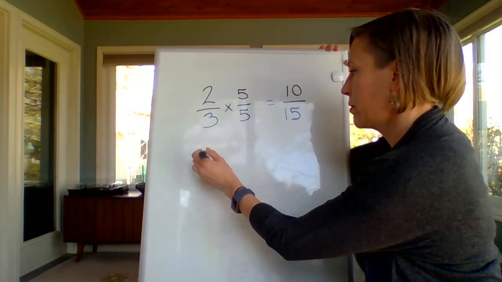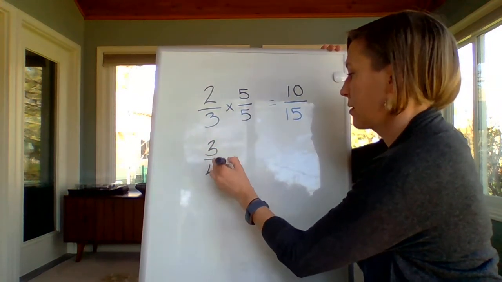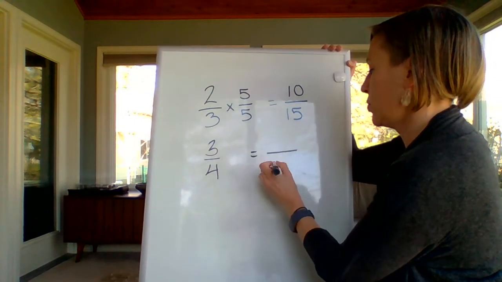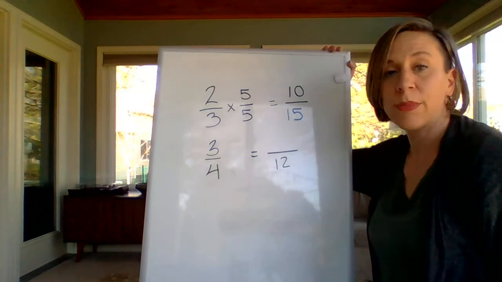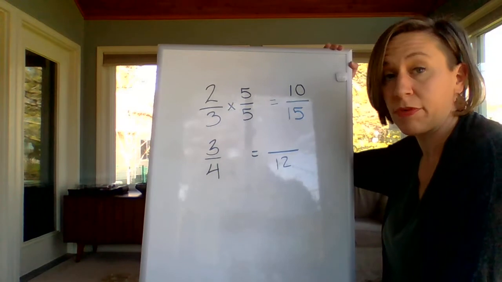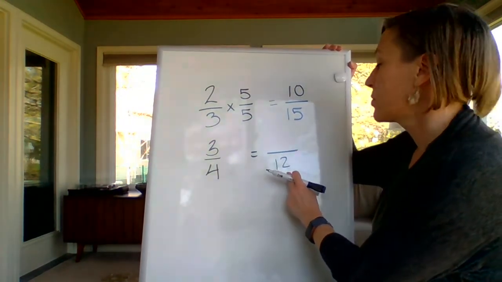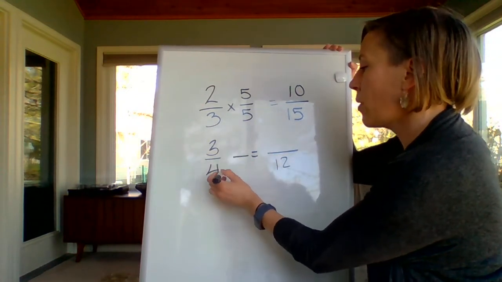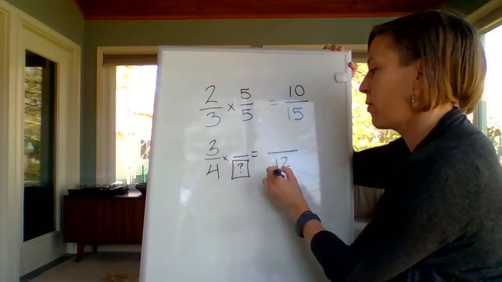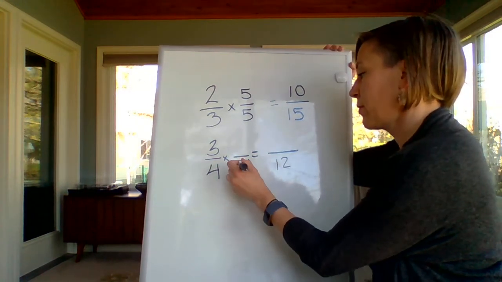You might see a problem that looks like this. It might say 3/4 is equal to how many twelfths? Okay, so that's what they want to know: if I take 3/4, I want to create a fraction that's equivalent, but I want it to be in twelfths, or 12 pieces. So we could say, well, what would I multiply 4 by? What number would I be multiplying 4 by to get 12? And the answer there is 3.